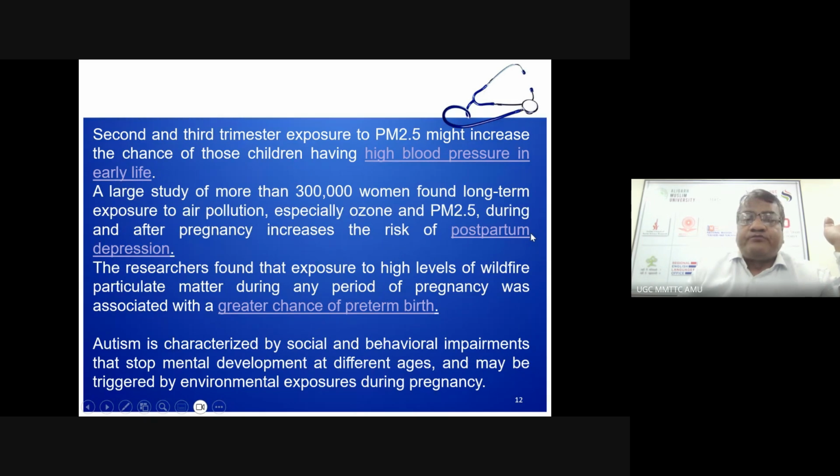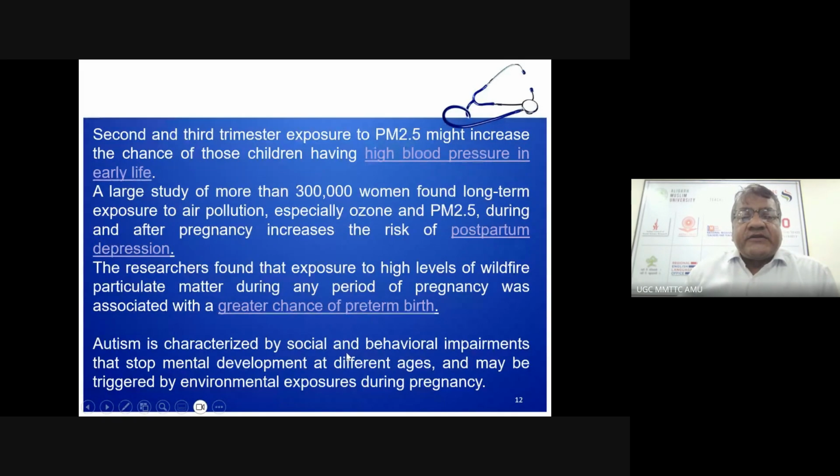Postpartum depression. The researchers found that the exposure to high level of wildfire particulate matter during any period of pregnancy was associated with a greater chance of the preterm birth. Preterm, before time, less in weight, low birth weight. They are associated, that pregnancies are associated with the greater chances of preterm birth, low weight birth.